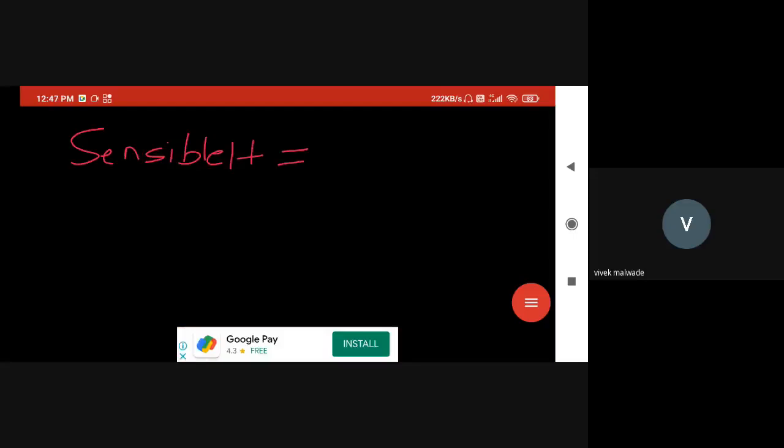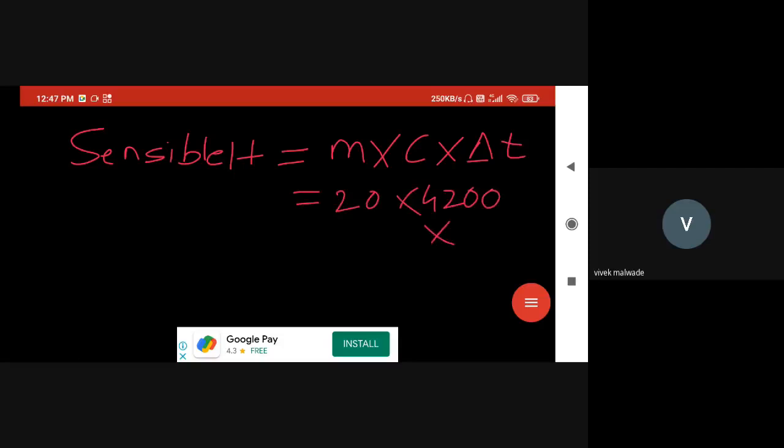As we have discussed already in the class, while solving this type of numerical, first we have to calculate the sensible heat. The formula for sensible heat is mass into specific heat into change in temperature. So mass is 20, specific heat is 4200, into temperature 75 degrees Celsius. So the sensible heat energy is 6.3 into 10 raised to 6 joules, after calculating on the calculator.